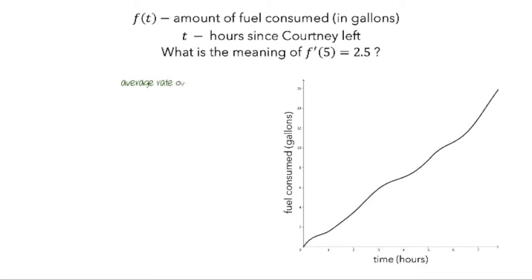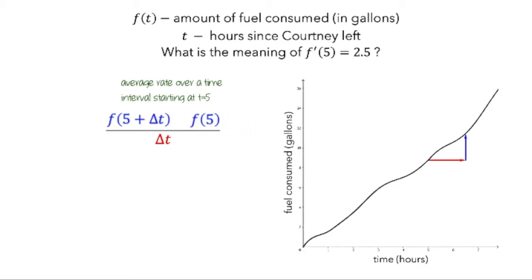Let's start with an average rate of change over a time interval starting at t equals 5. We can write this as change in f divided by the corresponding change in t. And on the graph, the delta t will be represented by this red arrow, and the delta f will be represented by this blue arrow. And the values of f that correspond to the endpoints of this blue arrow are f of 5 and f of 5 plus delta t. So we can rewrite this average rate of change as the difference between these two values divided by delta t.